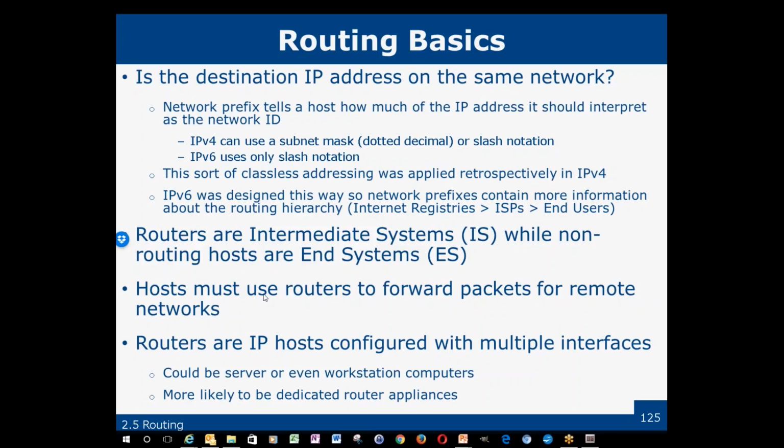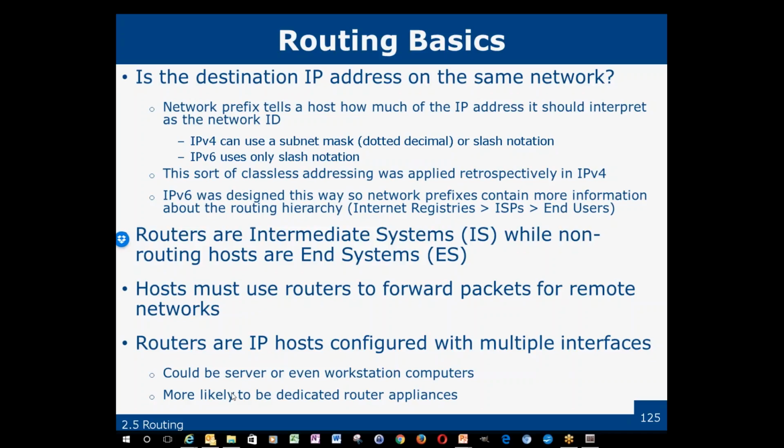The host has to use a router to get to remote networks, which means we also have to have the default gateway configured correctly, because the default gateway in the IP configuration is the address of the router that's on our network. Routers are IP hosts configured with multiple interfaces. You need two interfaces in order to make this work, because it's going to go from one side to the other.